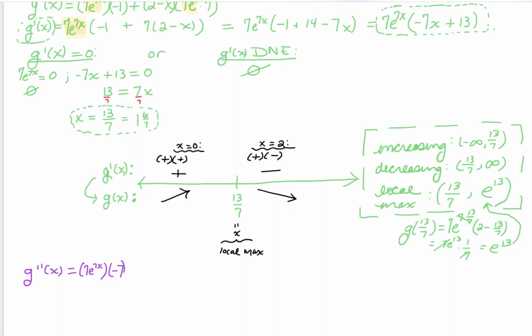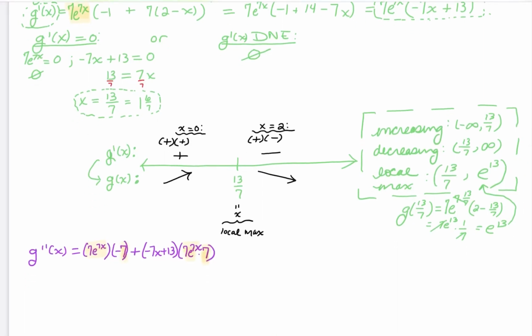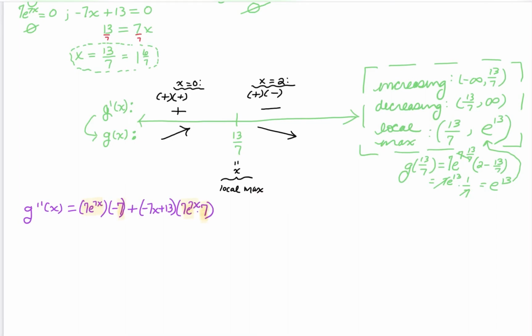The derivative of negative 7x plus 13 is just negative 7, and of course 13 goes to 0. Plus, changing the order, the negative 7x plus 13 left alone, and then the derivative of 7e^(7x) is 7e^(7x) times chain rule, another 7. Once again, similar situation: if we're going to work with this, we really want it in a factored form to set it equal to 0. We can factor out a 49e^(7x).